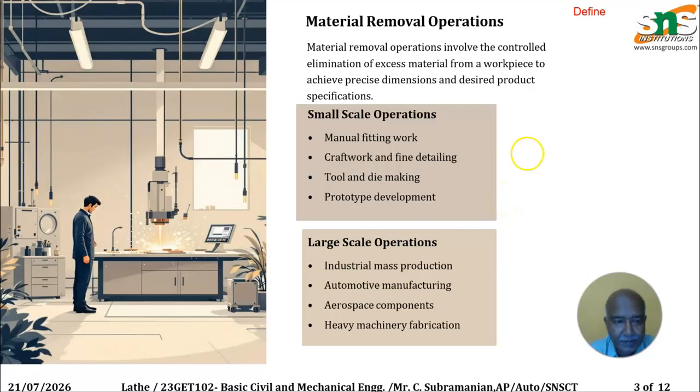And this is mainly a metal removal process. Metal removal may be done in many other methods also. But small scale operations include manual fitting work or craft work of fine detailing, tool and die making, and prototype development. Large scale operations comprise industrial mass production, automotive manufacturing, aerospace components, and heavy machinery fabrication.